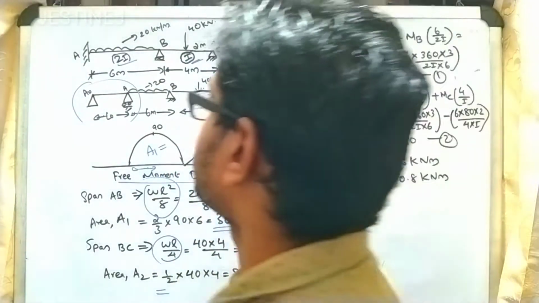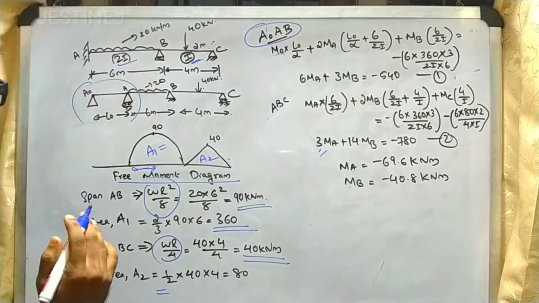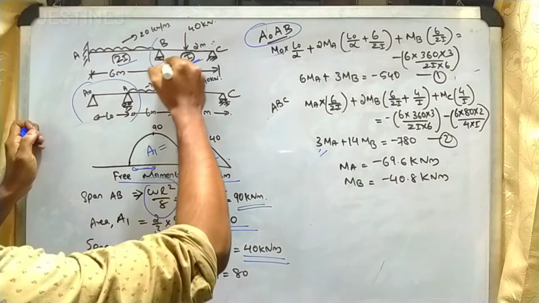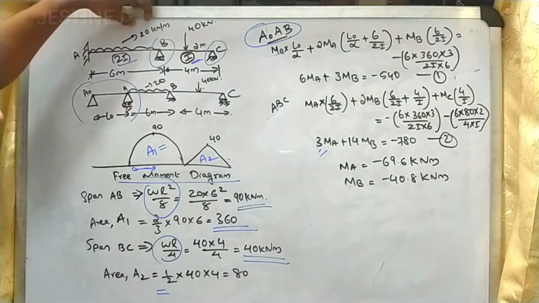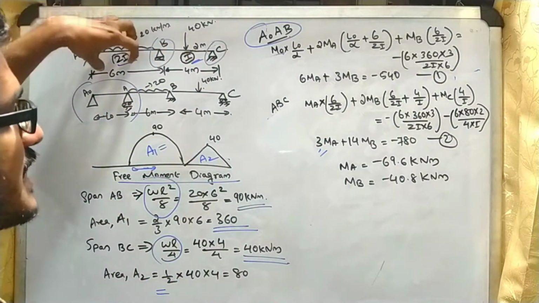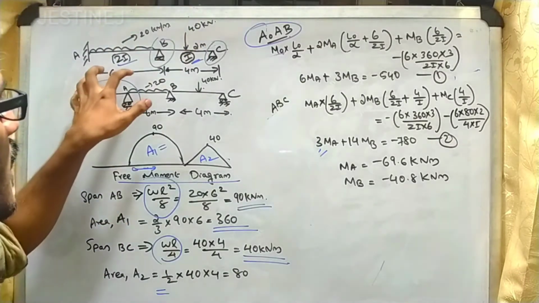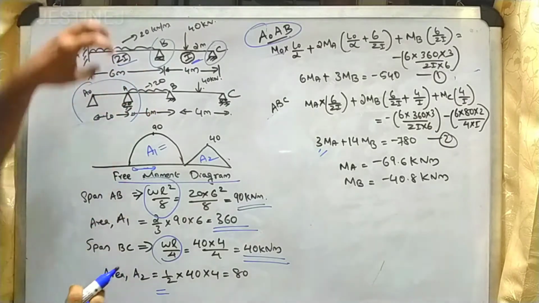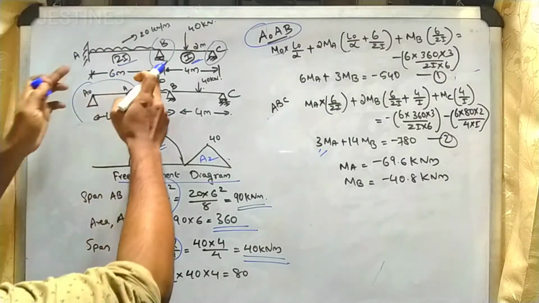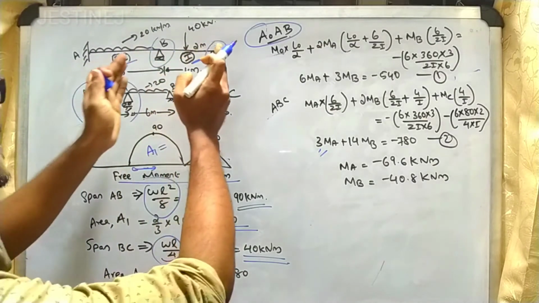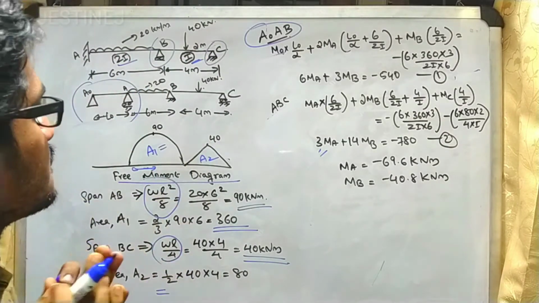In the given question, a fixed end is given at the left end, and points B and C have supports. A 20 kilonewton per meter UDL is acting over the AB portion and a 40 kilonewton load is acting over the BC portion. The moment of inertia is given as 2I for the AB portion and I for the BC portion. The span length is 6 meters for AB and 4 meters for BC. These are the details given in the question.